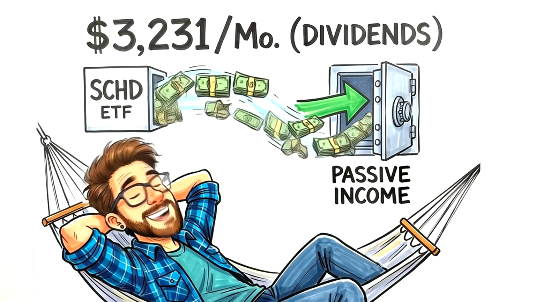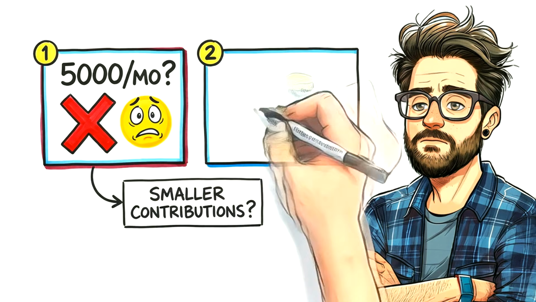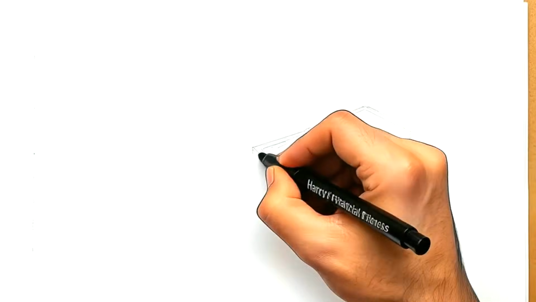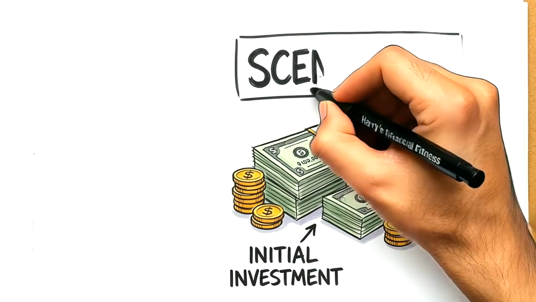But I know what you're thinking. $5,000 a month is a lot. What if you can't start that aggressively? What if you have some savings already but a smaller monthly contribution? That's where scenario B comes in. And honestly, this one might be even more interesting.